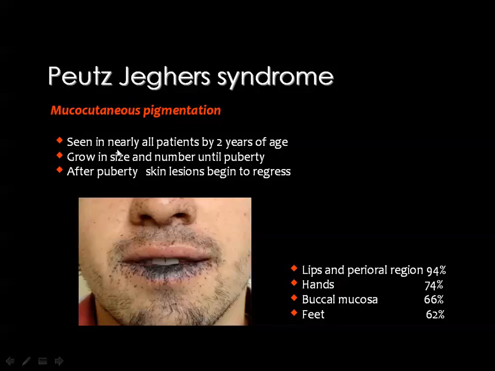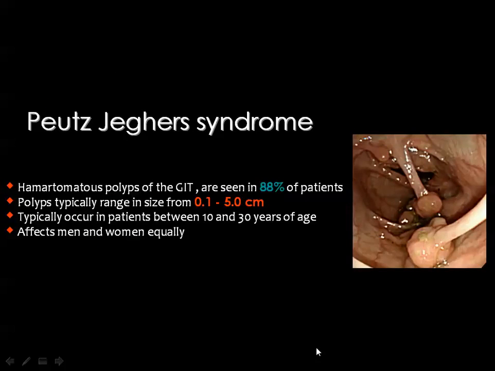The Peutz-Jeghers pigmentations are seen in all patients by 2 years of age. These pigmentations are common around the mouth in 94%, in the hands in 74%, in the buccal mucosa in 66%, and in the feet in 62% of the cases, which can help in the diagnosis. As I have said, the polyps are hamartomas, and they are benign with no malignant potential. Sometimes the polyps are pedunculated, as you can see, and many times the polyps are very small without pedicles.